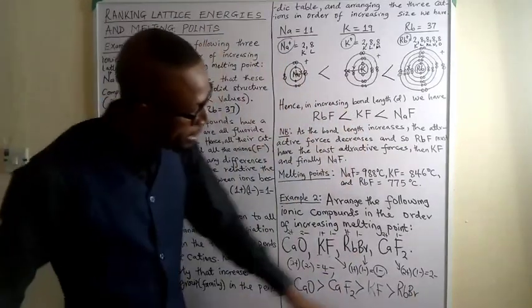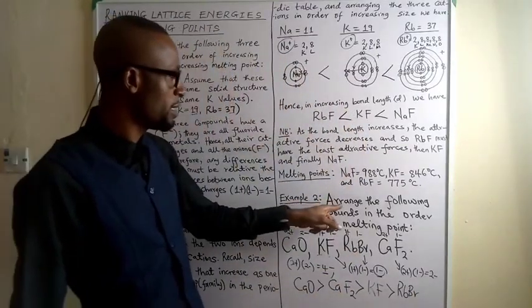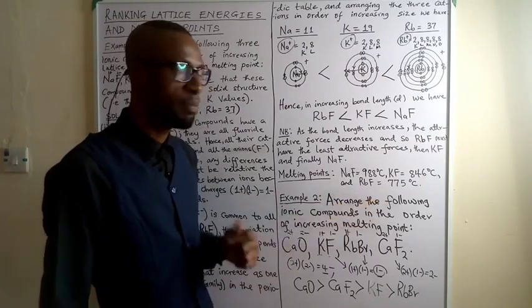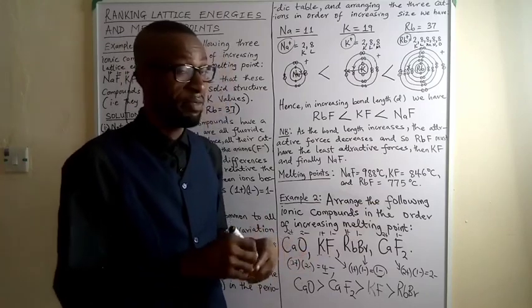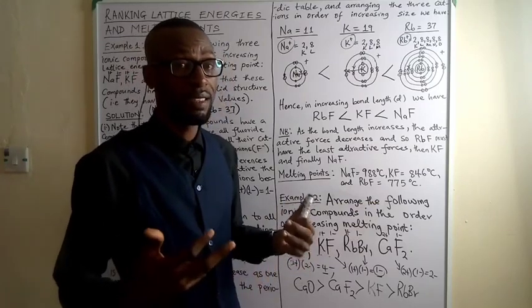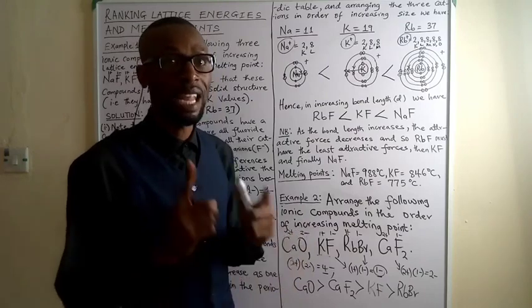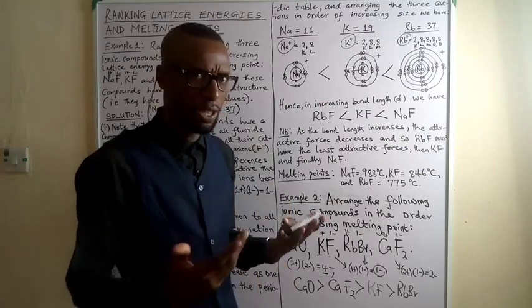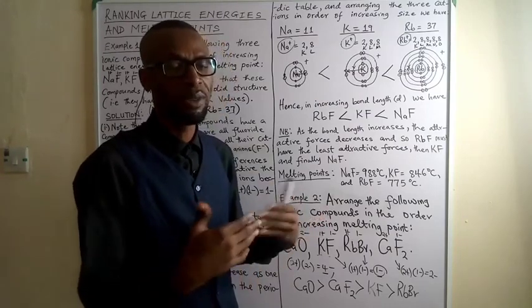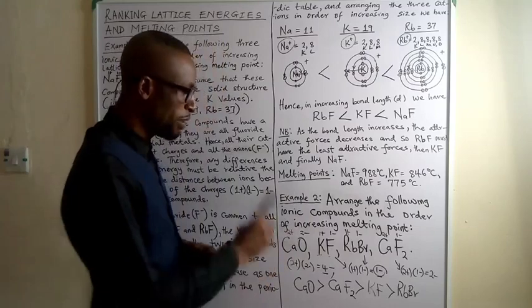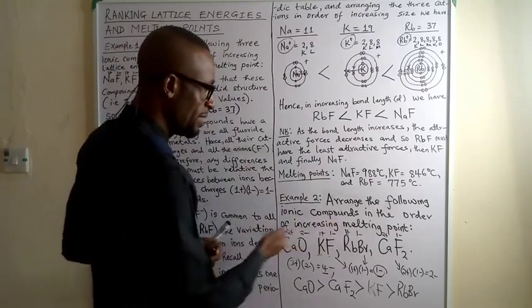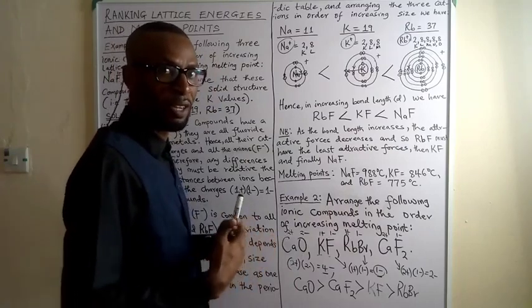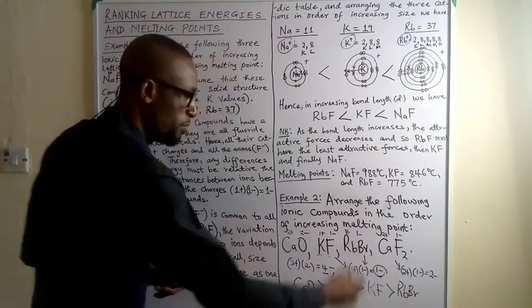Okay, but this is not what they say we should do. The question says rank or arrange the following in the order of increasing melting point. Remember, melting point is a reflection of the size of the lattice energy, okay? And lattice energy is dependent on two things: increasing what? Ionic strength, and decreasing what? Internuclear distance. So if you want to arrange this in increasing order of melting points, or increasing lattice energy, or increasing strength of ion to ion interaction, you flip it the other way.